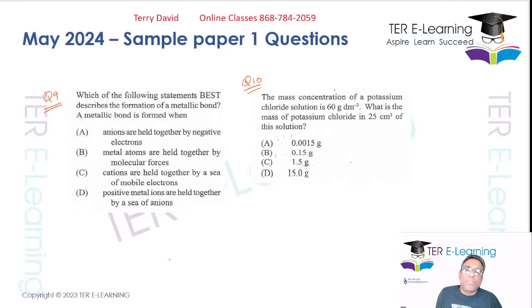Question 9. Which of the following best describes the formation of a metallic bond? A metallic bond is formed when what?